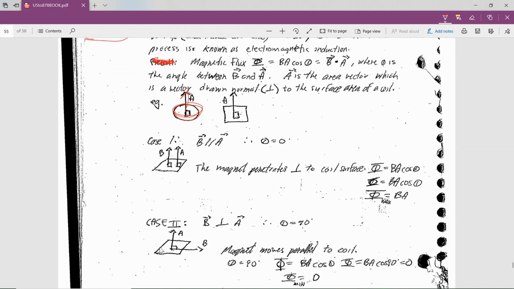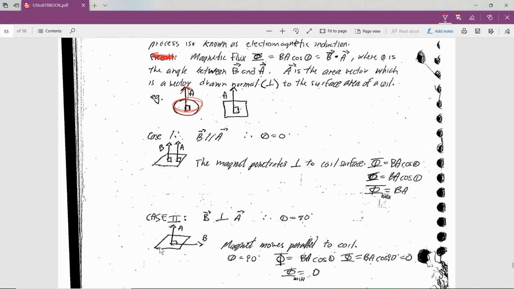If my magnetic field lines and my area vector are pointed in the same direction, then I will get the maximum penetration of the coil through the magnet, through the coil is relative motion, so your phi, your magnetic flux, is just B times A. That's the maximum interaction because the cosine of 0 degrees is 1.